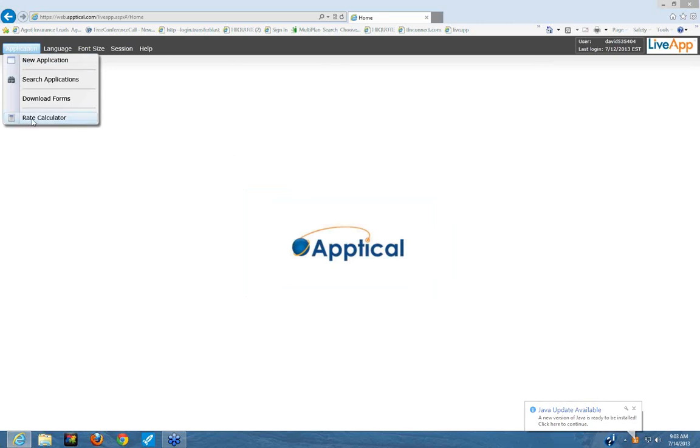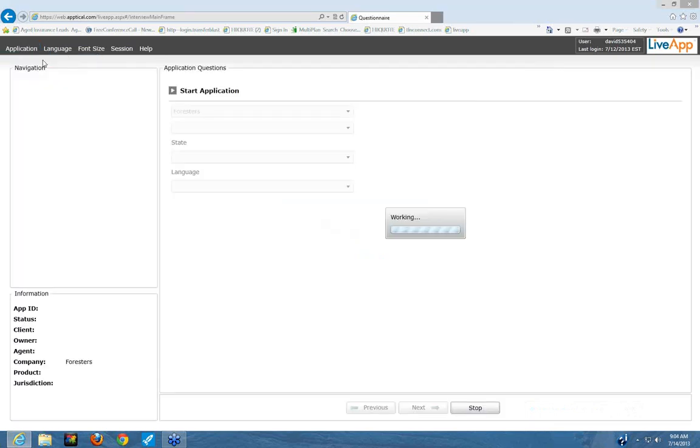And there's a rate calculator here as well. So if you want to go ahead and requote them for whatever reason, or if the quote's going to change based upon their medical questions or health questions, you can go into the rate calculator and redo the rate. But let's go ahead and do a new application.